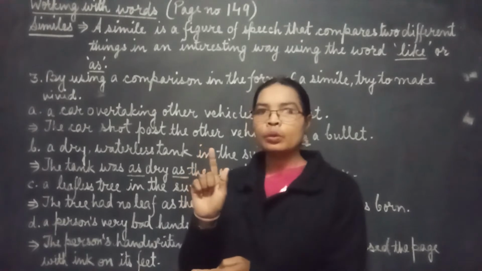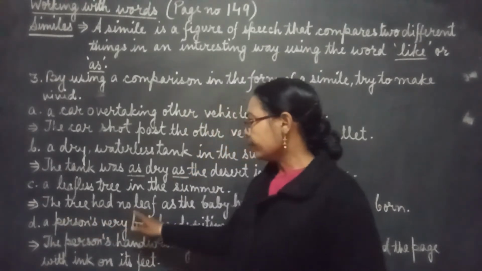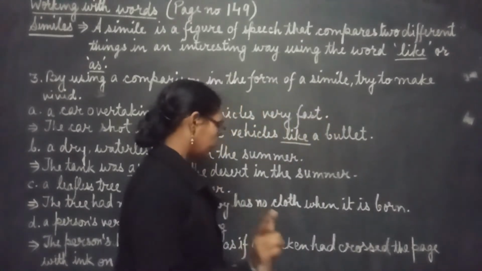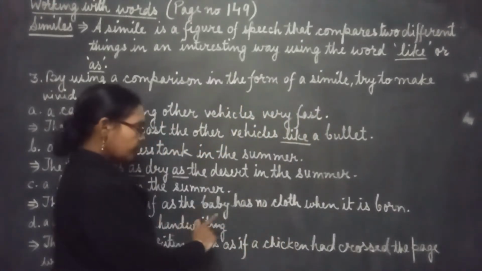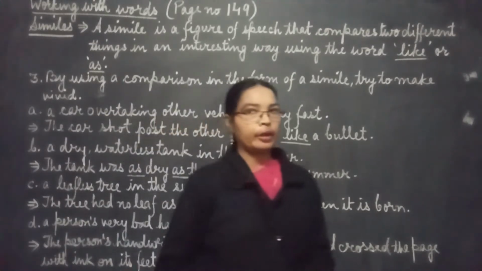Alright? So, we got the solution. The tree had no leaf as, what is there? As the baby has no cloth when it is born.